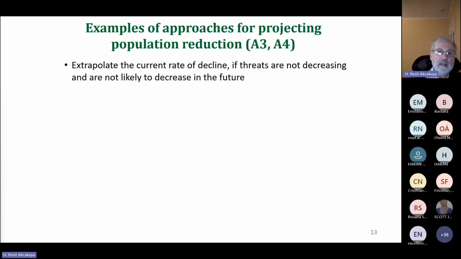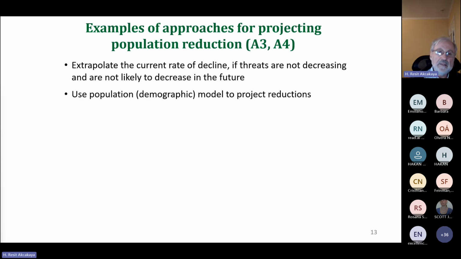So what are some of the examples of how we can project population reduction into the future? One way is to extrapolate the current rate of decline if threats are not decreasing and are not likely to decrease in the future. For instance, if the population declined by 30% in the last 1 generation, and the same threats are there, and they are not likely to decrease in the future, you can project the same percentage decline into the future by 1 generation, right? Or 2 generations, or if you have 2 generations in the past, you can project only 1 generation and you'll have your 3 generation window.